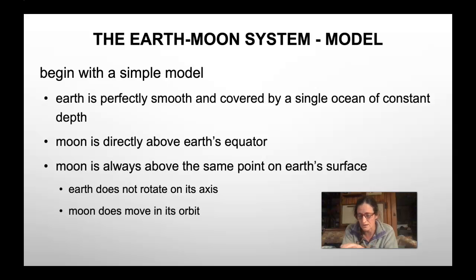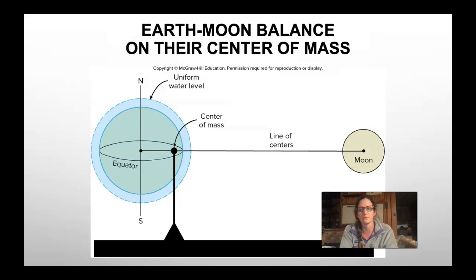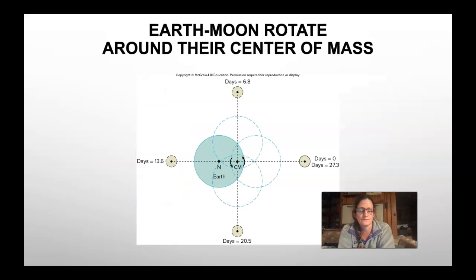So none of that's true, right? This is just making a real simple model. So here's that simple model: the uniform water layer, the center of mass between the Moon and the Earth, and then the Moon is just sitting right above the equator. So it's going to be pulling on that water mass.